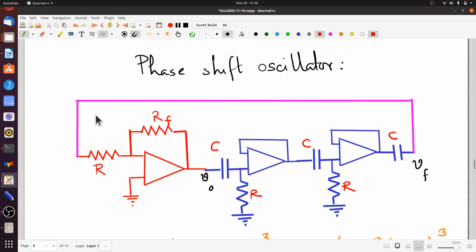So if you look at the part in red, that's just a standard inverting amplifier with gain minus RF by R. So this is again an op-amp based amplifier with inverting and non-inverting terminals marked out clearly, although frankly, as I said, because of the convention, we don't really need to mark them out. But the amplifier has a gain of minus RF by R. It's an inverting amplifier. Then we have a CR part.